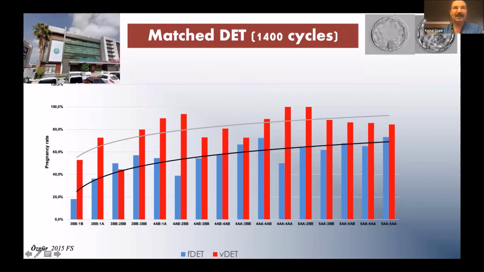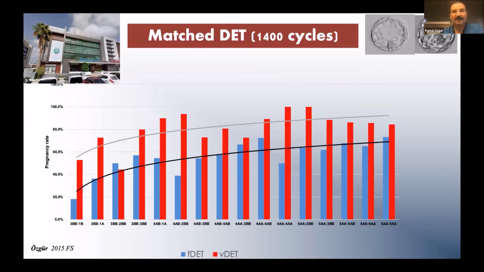So how did we decide to go freeze-all? Because we analyzed our own data, and we published it in one of our top journals in 2015. The red bars are the frozen embryo transfer, and the blue ones are the fresh transfer. These are all double embryo transfers, with combinations of embryo scores for fresh and frozen. In one group, 3BB and the second embryo again 3BB. This one is 4AA, 3BB, and this one 5AA, 2BB. In combination of these scores, you can see that frozen embryo transfers were close to 20% higher. That's how we decided.